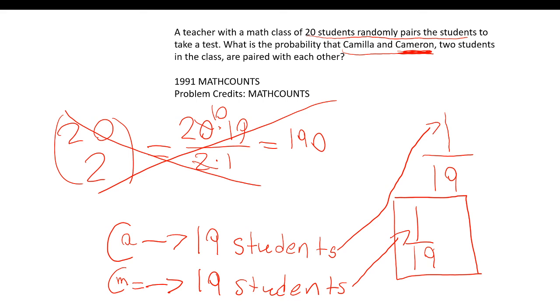So always remember, don't jump straight to the combinatorics. Try to slow down and cut all the irrelevant cases out of the problem.